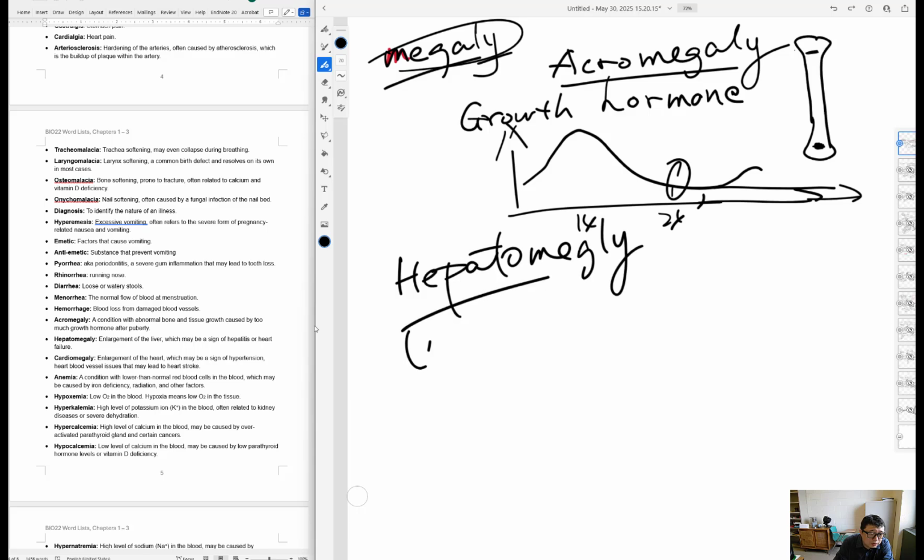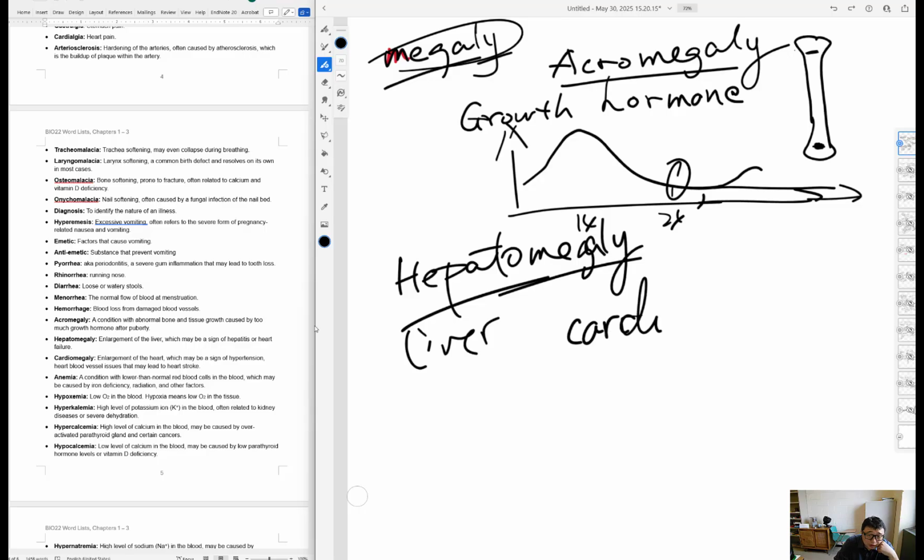Hepatomegaly. Liver. Megaly, become bigger. The liver becoming bigger is itself not a big deal. However, it often points to other things affecting the liver. For example, Gaucher's disease, and I think malaria also causes an enlarged liver, and many others. So a larger liver itself is not a big issue. However, it is a sign of other diseases, and the same for cardio.